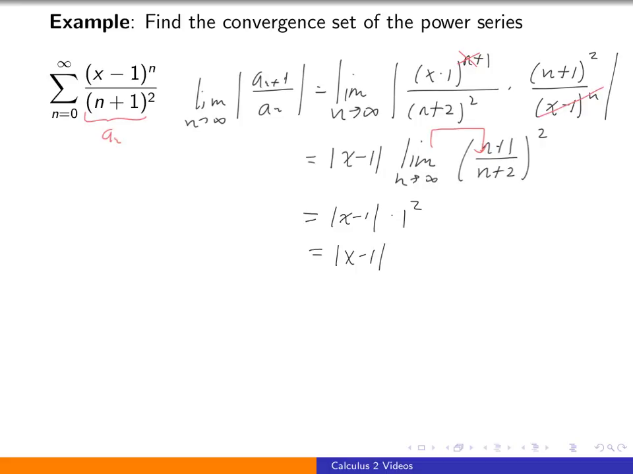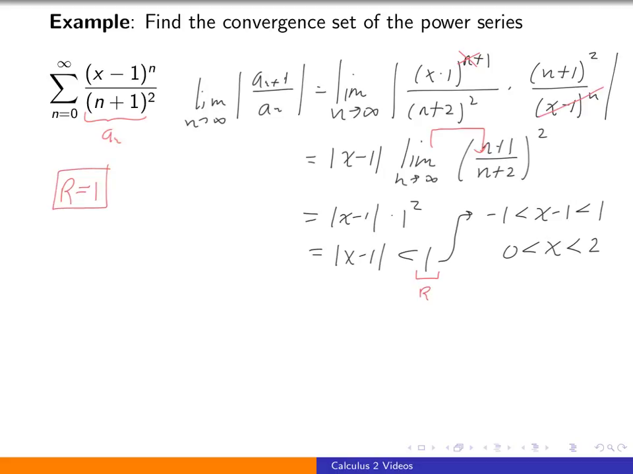And by the ratio test, this will converge as long as it's smaller than 1. So equivalently, we can say minus 1 is less than x minus 1 is less than 1. Adding 1 to both sides yields that 0 is less than x is less than 2. So at this point, we can immediately determine what the radius of convergence is. That would be the r value given here. So our radius of convergence, r, is equal to 1.